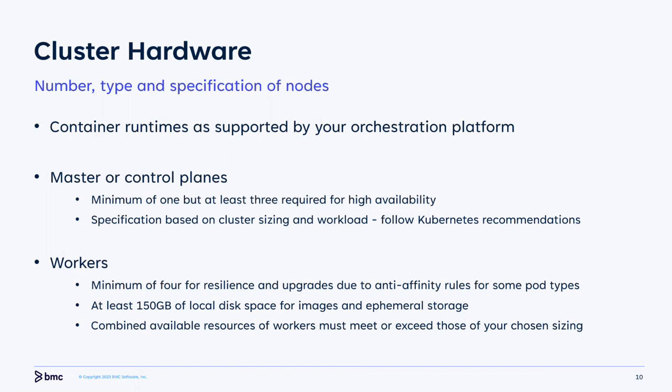And then the combined available resources across your worker nodes must meet or exceed the numbers that were given on the previous slide for the sizing. So if you were to pick a compact deployment, which I think is 29 CPUs, your 4 worker nodes between them must supply at least that amount of CPU. How you divide it up across the nodes, again, follow your Kubernetes documentation or your own best practices. What's important is that you have at least the amount of free memory and CPU available to meet the sizing that you've chosen.